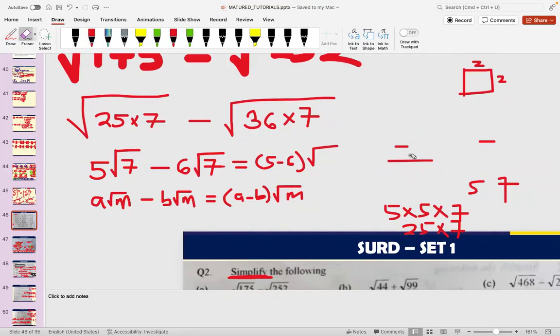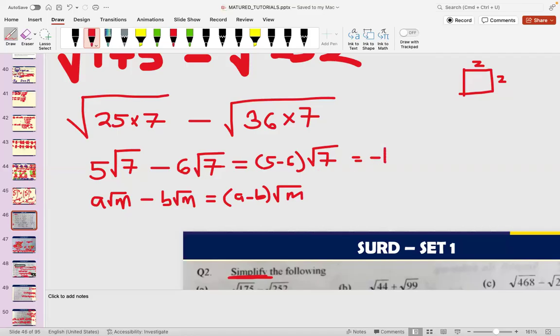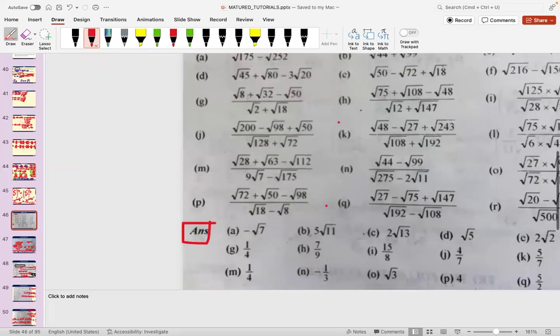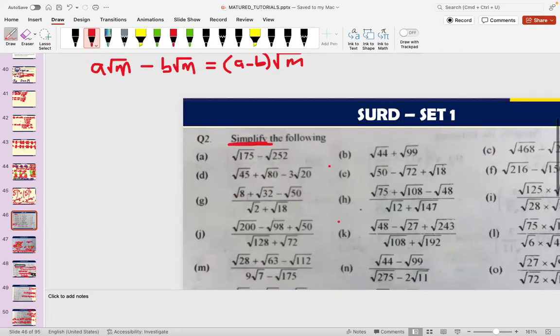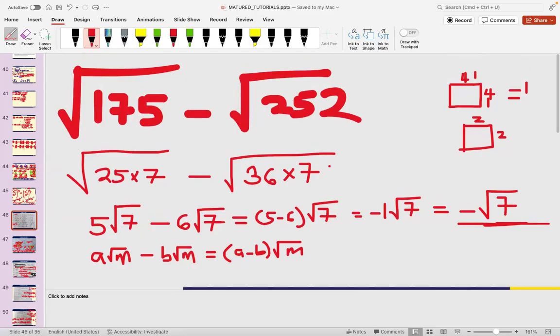Let me create a space here. 5 minus 6 is negative 1. So we have negative 1 root 7. But in mathematics, when you have a root sign, we don't write the 1. Okay? So finally, we have negative root 7. And that is the answer we have here. Negative root 7 as A. Any question about this before I go to the next one?